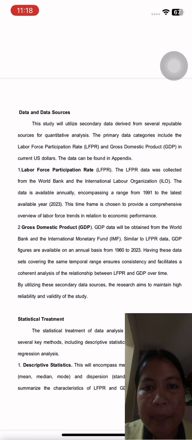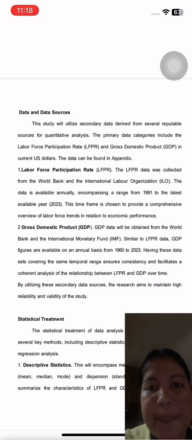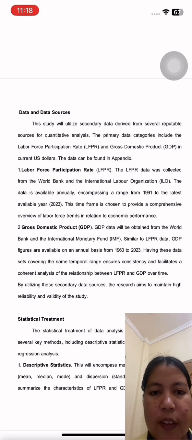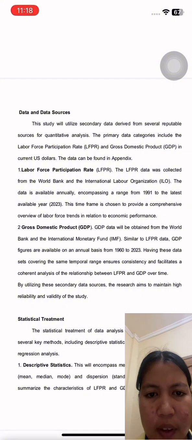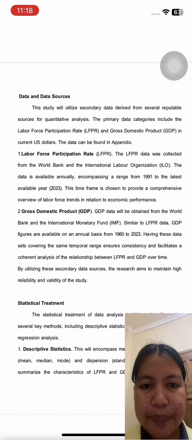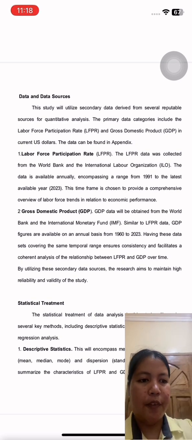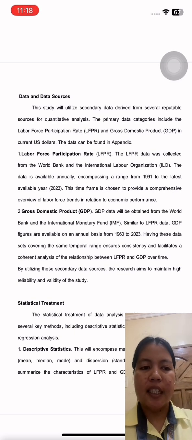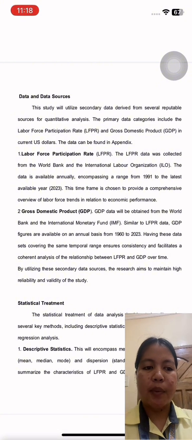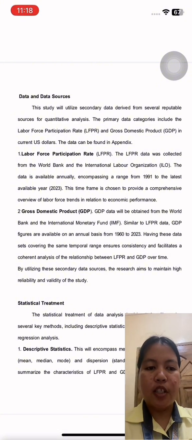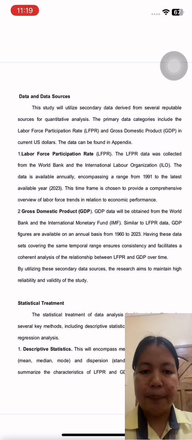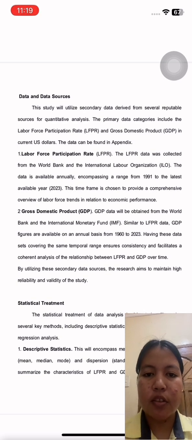The time frame is chosen to provide a comprehensive overview of labor force trends in relation to economic performance. Labor force participation rate: this is the percentage of people actively participating in the workforce. We'll get this data from the World Bank and the International Labour Organization, ILO, covering the years 1991 to 2023.